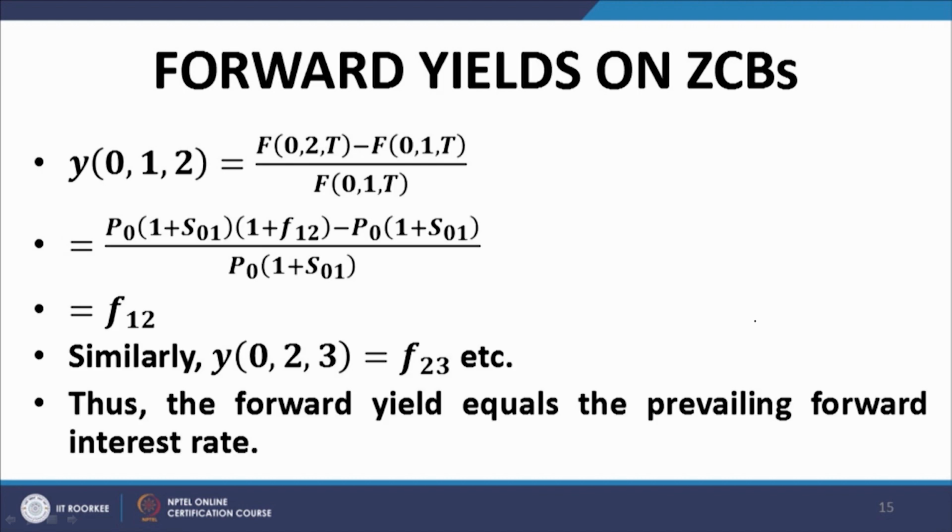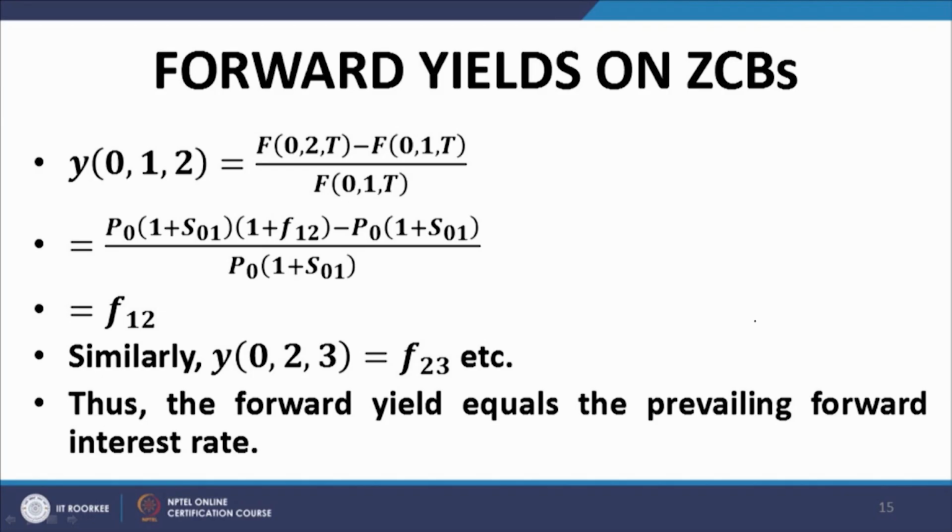Now, forward yields on zero coupon bonds, as you can see here, how do you calculate yield? Forward yield means the yield calculated on the basis of forward prices, that is the yield that is calculated at t equal to 0 on the basis of prices that will occur at t equal to 1 and obviously t equal to 0.